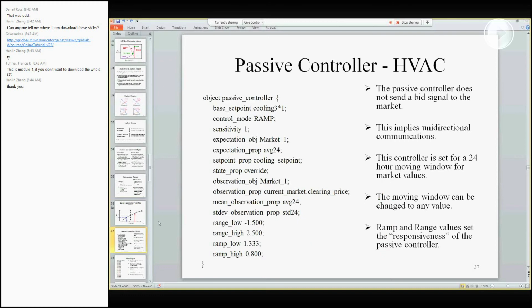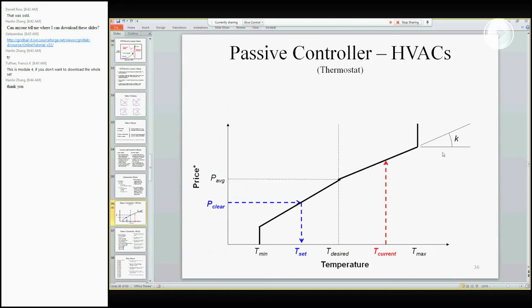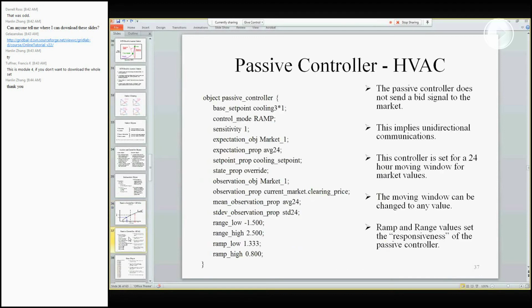But in this case, what we want to do is basically we're trying to represent this graphical curve inside of a text-driven object. So we have what's called a base set point. So this is basically, for a price signal, what would the consumer's set point be? So in this case, we have a schedule called cooling 3 that's probably doing something like 72 degrees in the morning and 75 during the day, and then back to 72 in the evening.